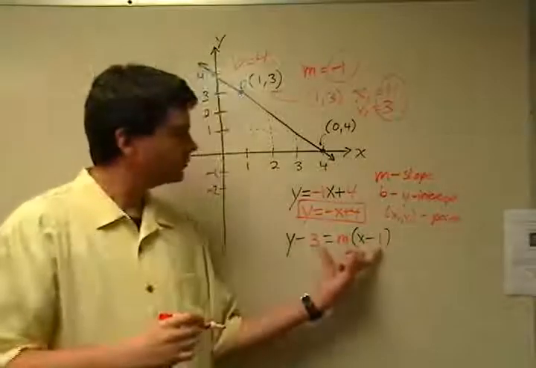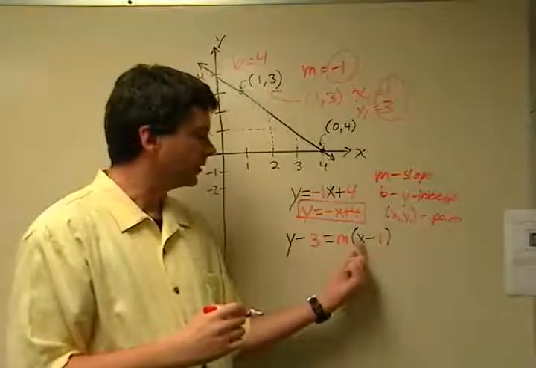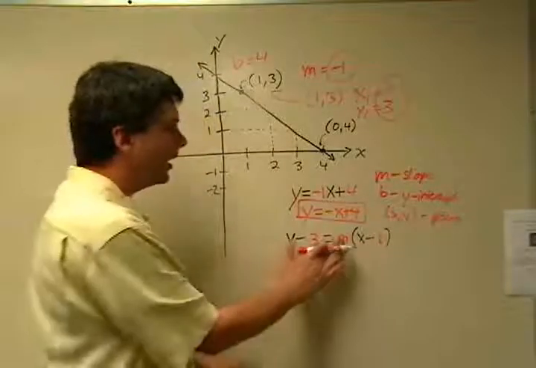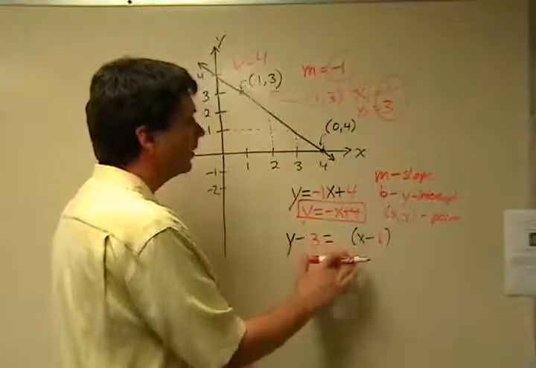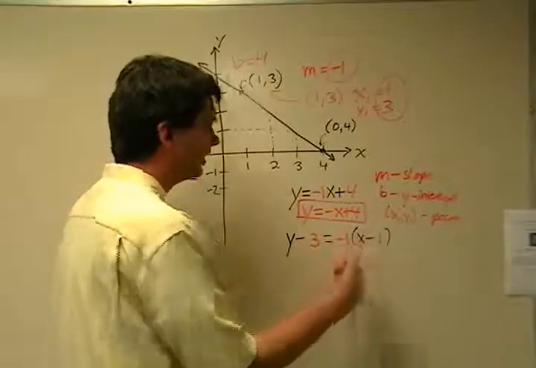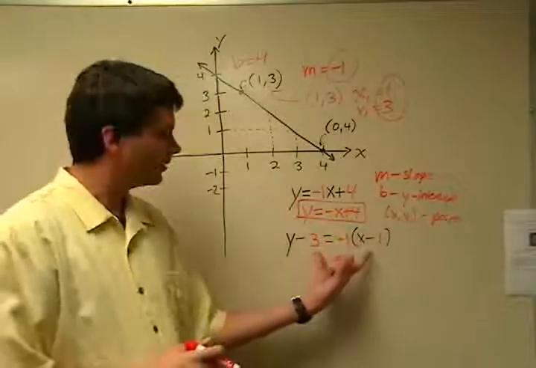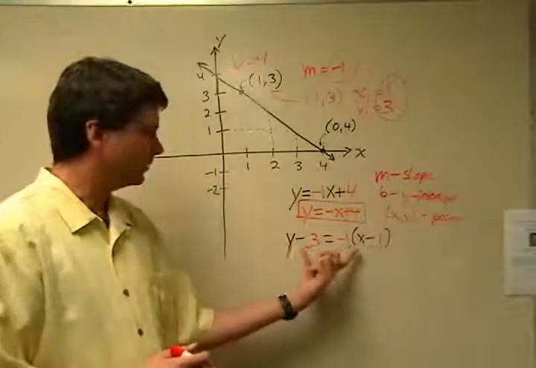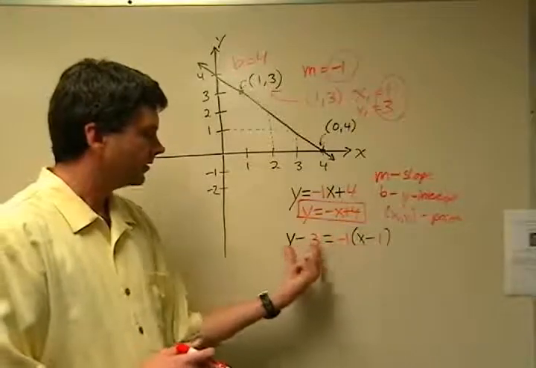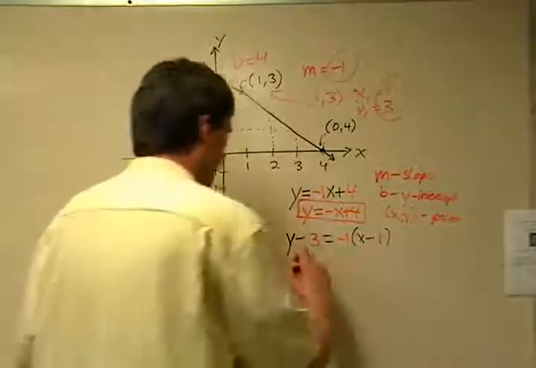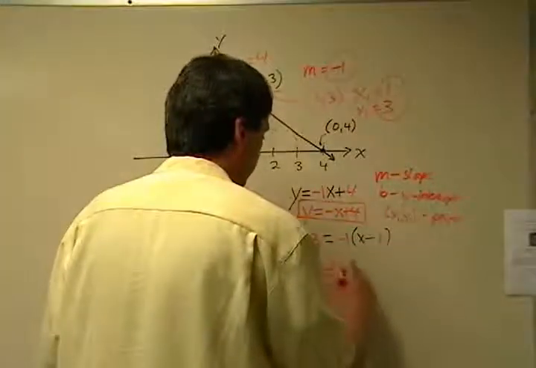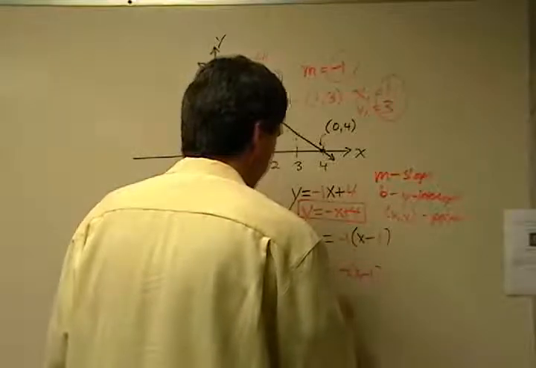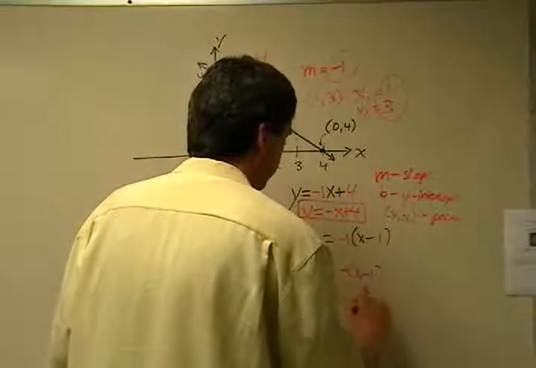And by the way, if these were negative numbers, then I would be doing something x minus a negative number. That would turn it to a plus. And we have the slope m right here, which is -1. And there's the formula, there's the equation for that line. Now let me do a little bit of a simplification here. Y minus 3 equals -x minus 1. Y minus 3 equals -x plus 1.